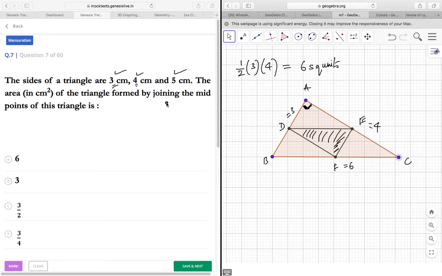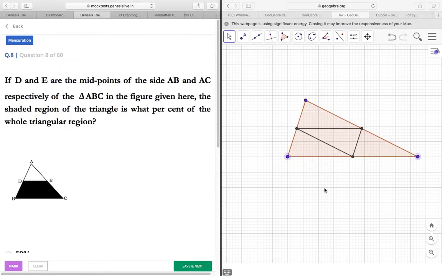All right. Now the triangle formed by joining the midpoints of this triangle, what are we supposed to find? The area of the triangle. So that is going to be 6 by 4 square units, or it is 3 by 2. Option C. Alright, question number 8.